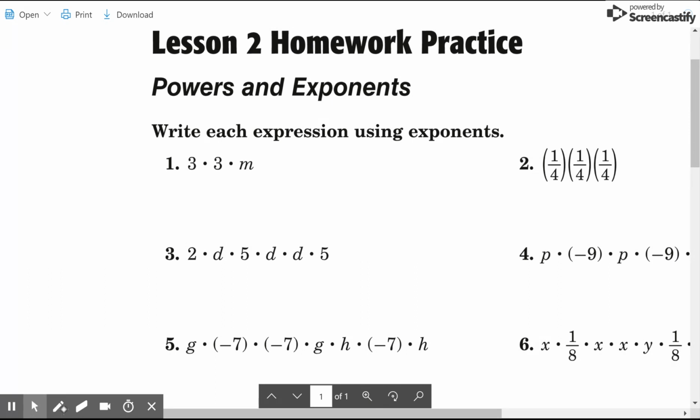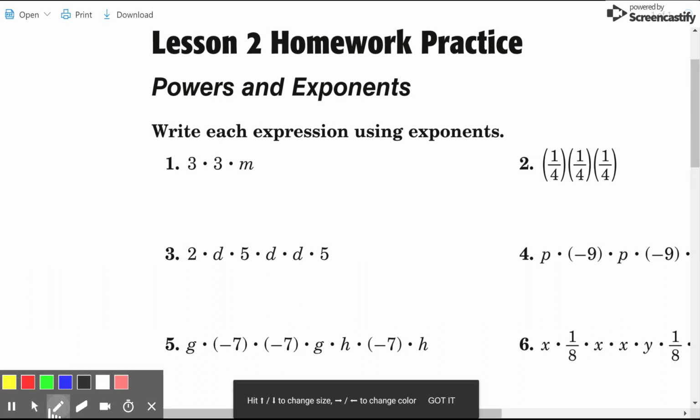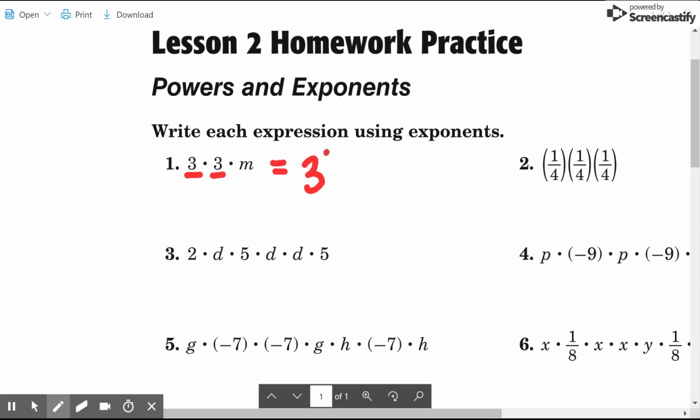Okay, so on worksheet number 1, looking at these, it says write each expression using exponents. So we want to use exponential form. So in number 1, I have 2 3s. So I would write that 3 to the second power times m.